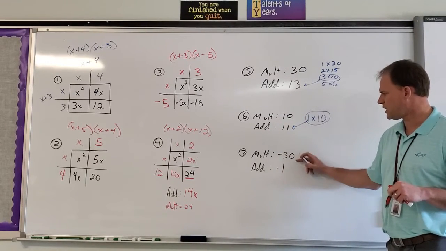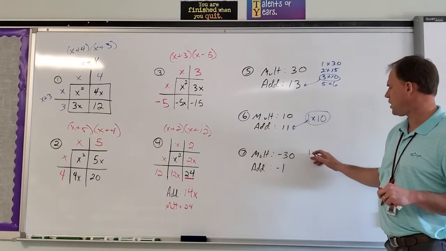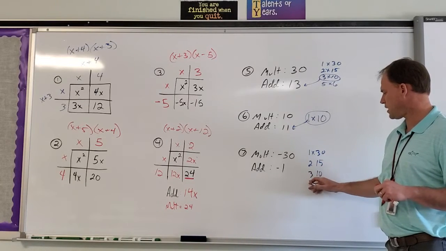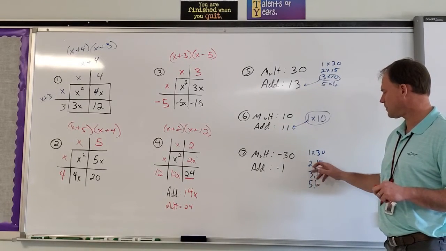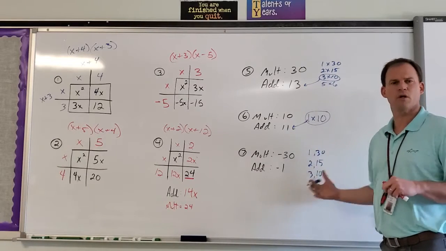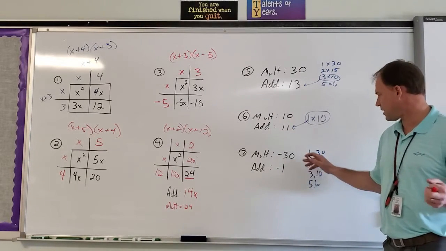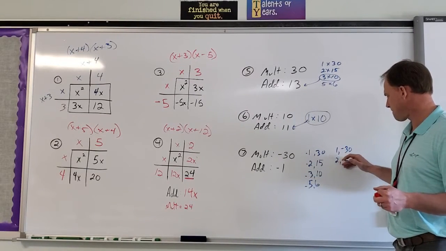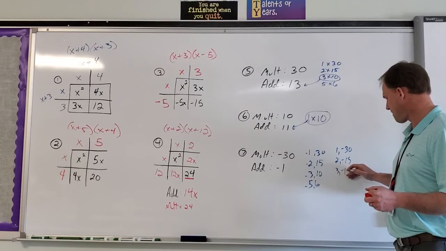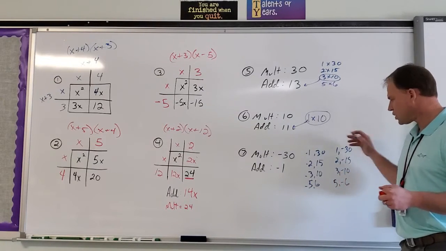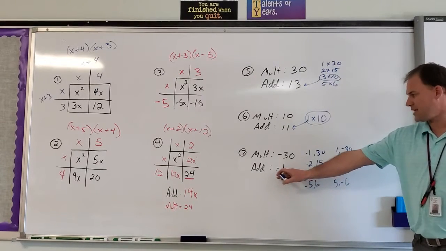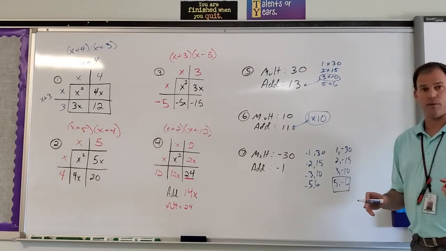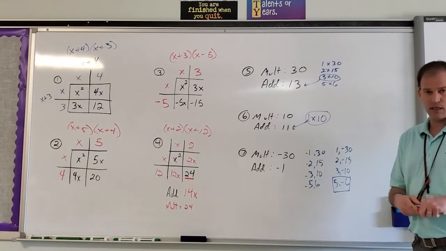All right, so if I look here, again, thinking back here, it's 1 times 30, 2, 15, 3, 10, 5, 6. But those multiply to be positive 30. If I'm going to multiply to be a negative, one of the numbers has to be negative. So now if I know one of the numbers has to be negative and they add up to -1, those two right there add up to -1, 5 and -6.